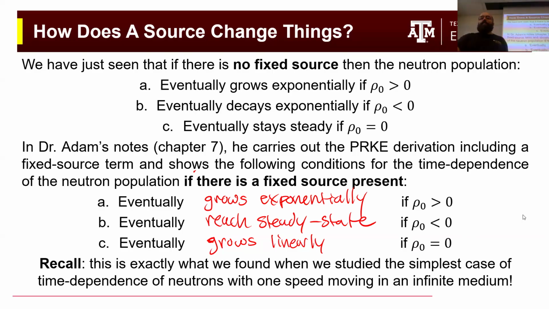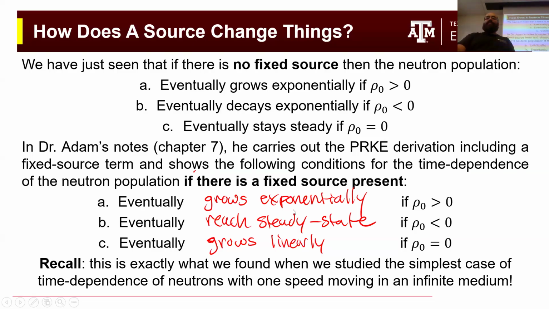If you want to see the math behind where these conclusions come from, it's all in Dr. Adams' notes in chapter 7. He does all of the point kinetics derivations, but he assumes that a source is in the solution, and that's how we arrived at these conclusions. We can also just think about it conceptually and get to the same place.